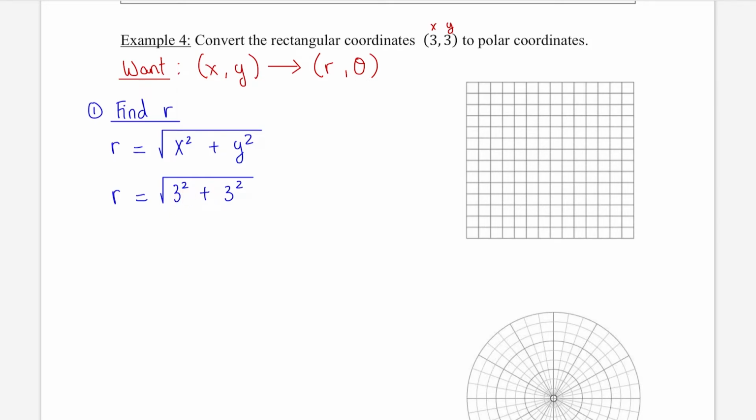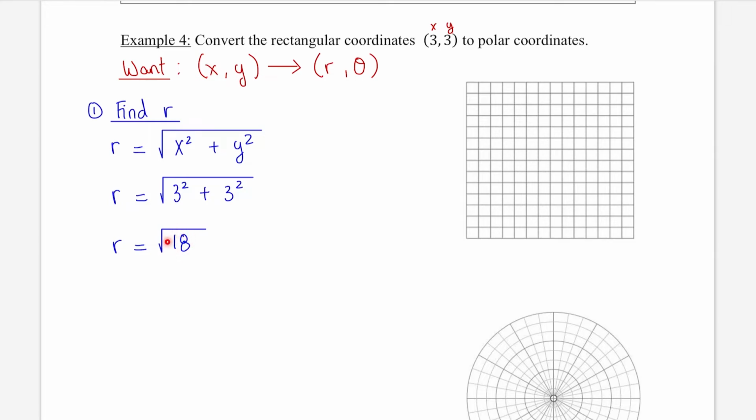3 squared is 9, 3 squared is 9, 9 plus 9 is 18. R equals square root of 18. Now, the question does not ask you to round or to give the approximation, so you want to leave this as exact answer. But square root of 18 is not simplified. You need to simplify this square root, but leave it as exact answer.